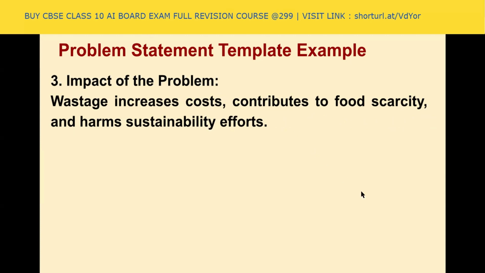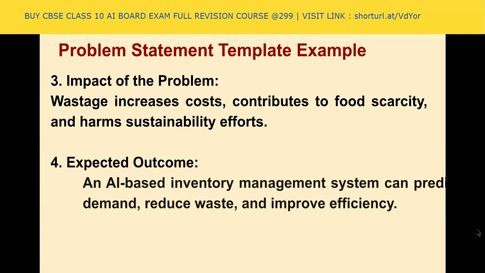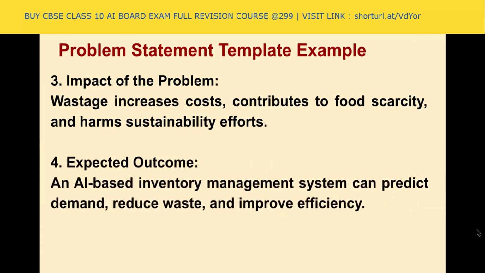Okay, now what is the impact of the problem? The impact is that obviously wastage increases the cost, and wasting food is not a very good thing because many people are not getting good food. So obviously this is not a good thing. Next, what is the expected outcome? What do we want from this system? Now we want an AI based inventory system which can forecast demand, reduce waste and improve efficiency.